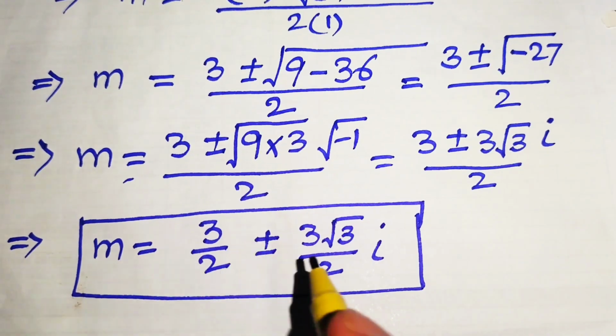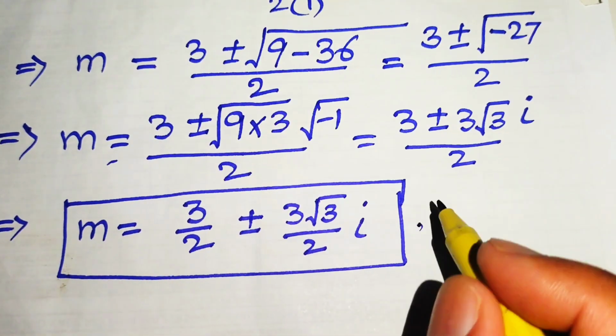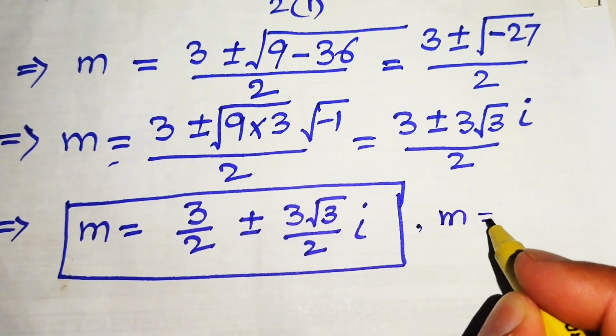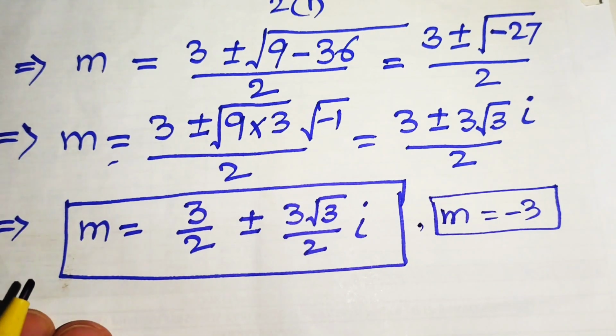So these are the three roots of the given equation. These two roots are complex and the third root is a real root. It is m equals minus 3. So these are the three roots of the given question.